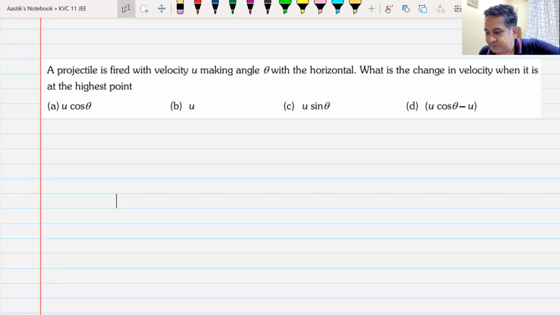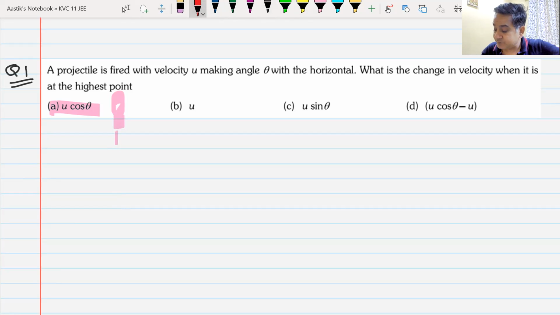The answer is u cos theta. That is wrong, sir. How did you get u cos theta? Tell me. How did you get it? There must be a reason. If your reason is good enough, I may agree with it. What is the reason?